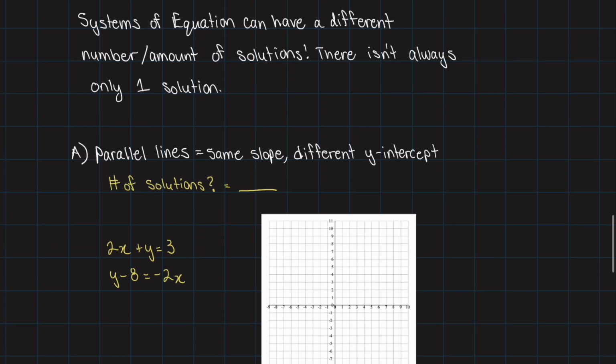So a system of linear equations can actually have a different number or amount of solutions. It isn't always just one solution.